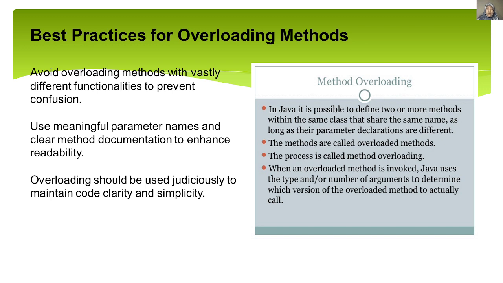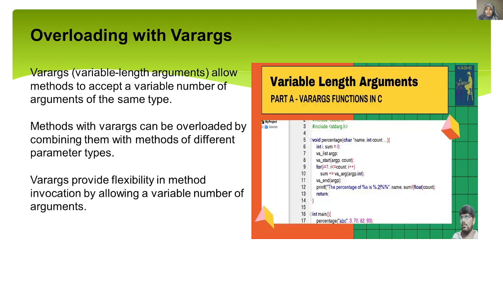In Java, when two or more methods are defined within the same class that share the same name, as long as their parameter declarations are different, the methods are called overloaded methods. The process is called method overloading. When an overloaded method is invoked, Java uses the type and/or number of arguments to determine which version of the overloaded method to actually call.